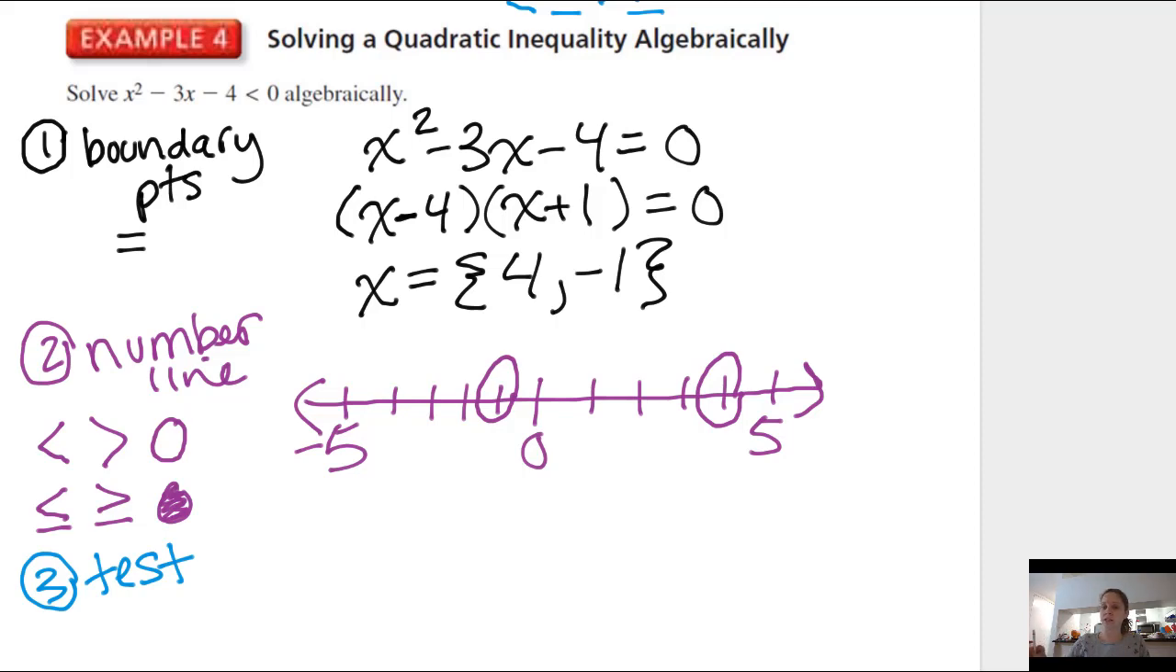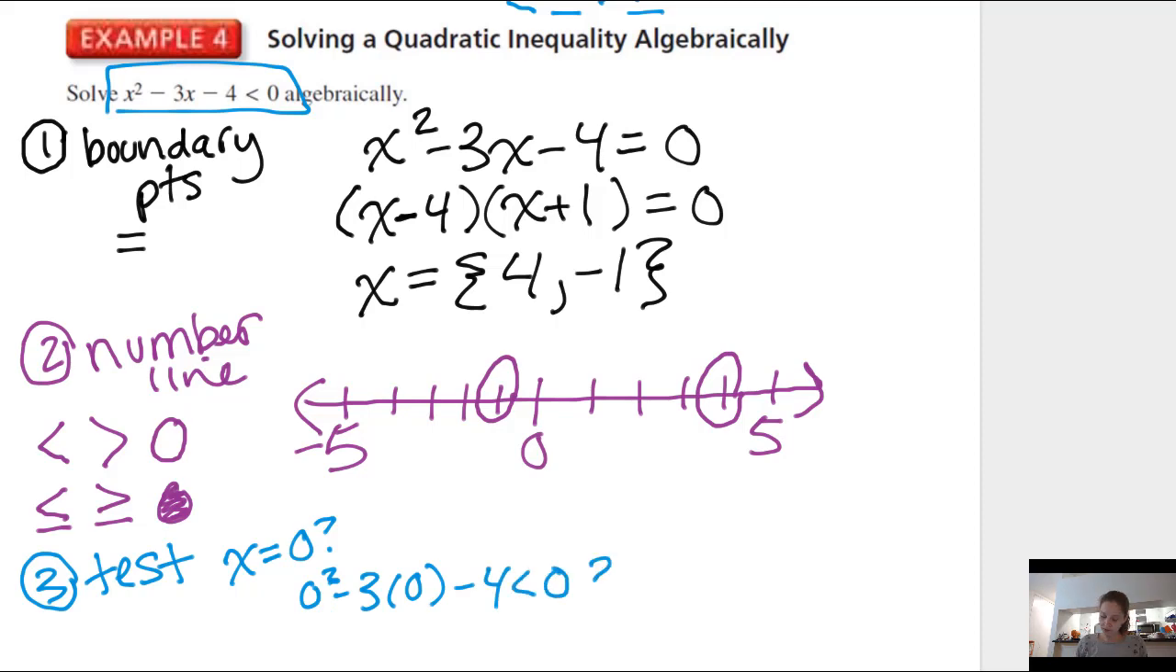And I always like to pick an easy point, and for me that is 0. So I'm going to say, can x equal 0? Does that make the inequality true? To figure that out, I go back to my original inequality and I plug in an x value of 0. So is 0 squared minus 3 times 0 minus 4 less than 0? And I chose 0 because 0 squared minus 3 times 0, that's all 0. So I'm left with negative 4 less than 0. Is negative 4 less than 0?